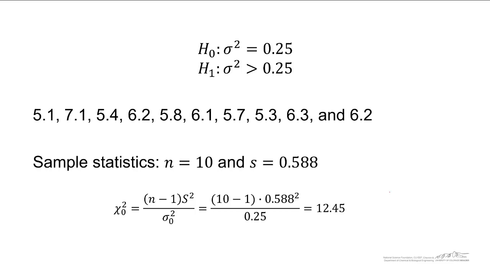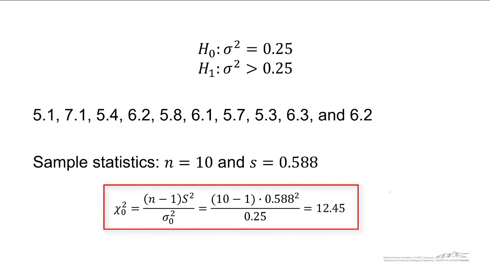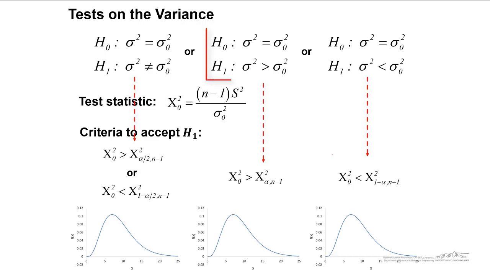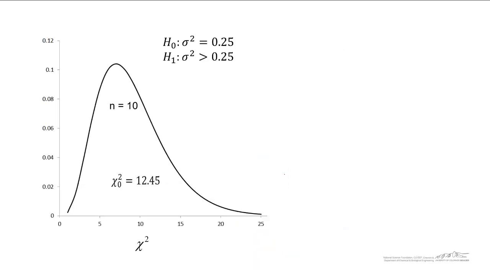We can use our sample statistics to compute a test statistic, and when we do this, we get that our test statistic is 12.45. That means that if we took our sample standard deviation and standardized it into a chi-squared variable, it would be 12.45, assuming that the population variance is 0.25. Now we're performing an upper-tailed test, so we choose this middle option. To accept the alternate hypothesis, we have to show that our chi-squared variable is to the right of this critical value, the critical value being chi-squared alpha with n minus 1 degrees of freedom. Again, our test statistic is 12.45, so that's right about there.